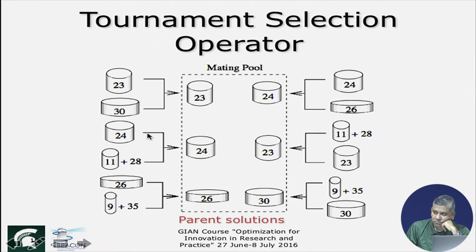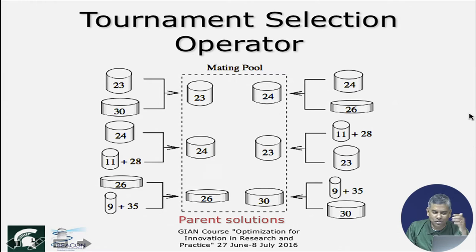Well, the simple way to change it would be, instead of two, I take three and keep the best one, right? And then from these three, keep the best one. Then I have to do it two more times like that. And then every time 23 will win, so I will have three copies of it. If you want four, you take four at a time. So you can keep on doing it like that, okay?